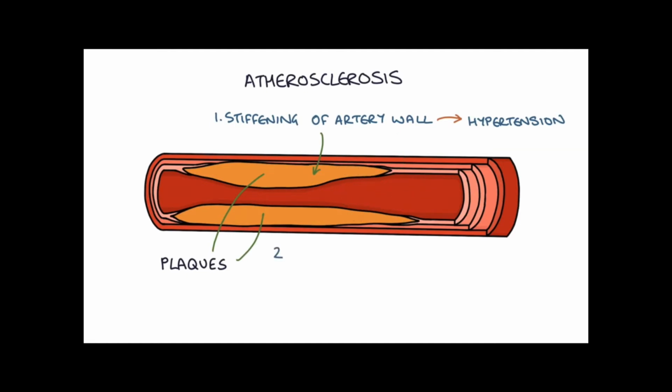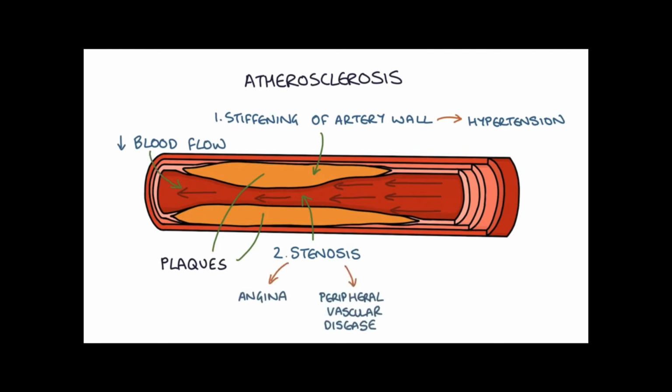The second problem is stenosis. So this is a narrowing, because of the plaques, of the space that the blood can flow through in the blood vessel. And this causes reduced blood flow in conditions like angina or peripheral vascular disease.